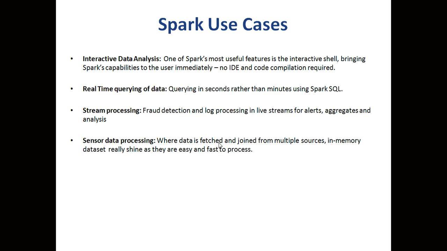Then the streaming use case. For stream processing use cases, we can use Apache Spark. We have a component called Apache Spark Streaming, which can be used for stream processing. For example, fraud detection, if you want to detect credit card fraud during an online transaction, or any log processing where logs come as a stream. We can do some kind of aggregation and analysis and give an alert for it.